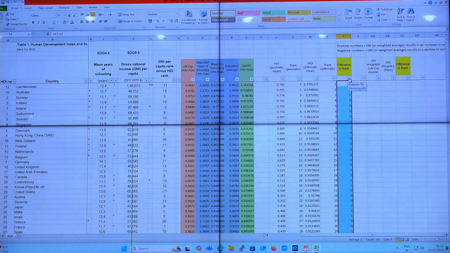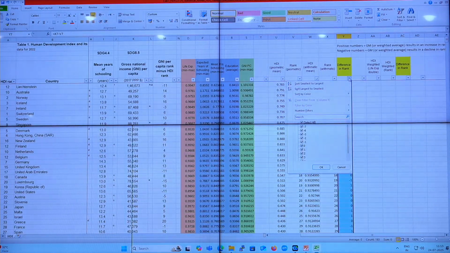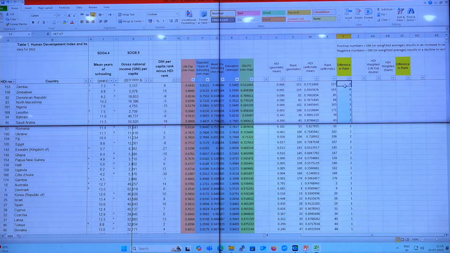So what this allows you to do then is look at how scores change up or down based on whether you take the geometric mean or the arithmetic mean. And maybe we can take a look at that in a second.